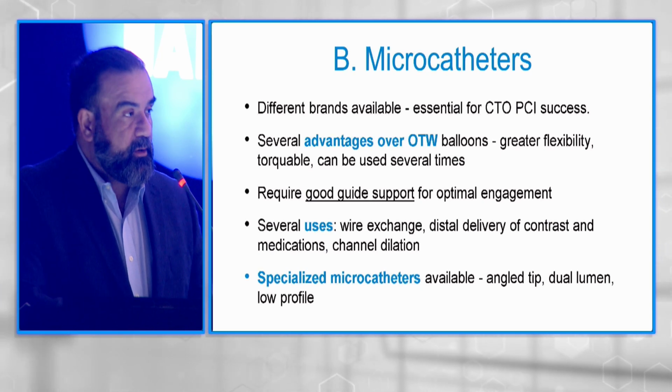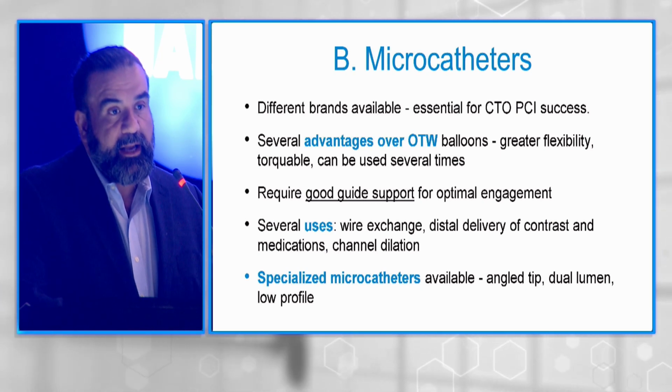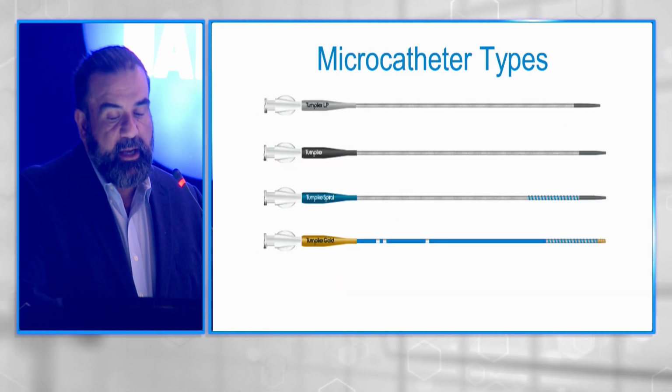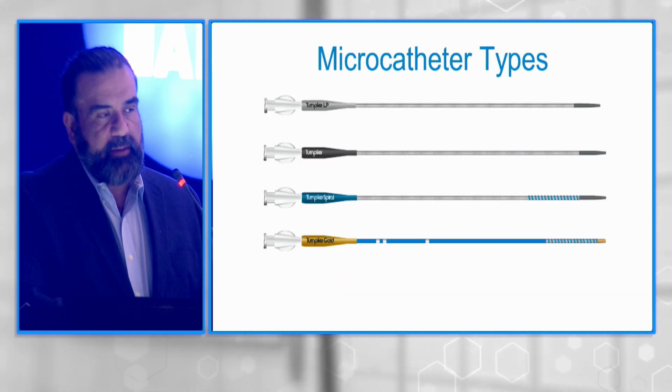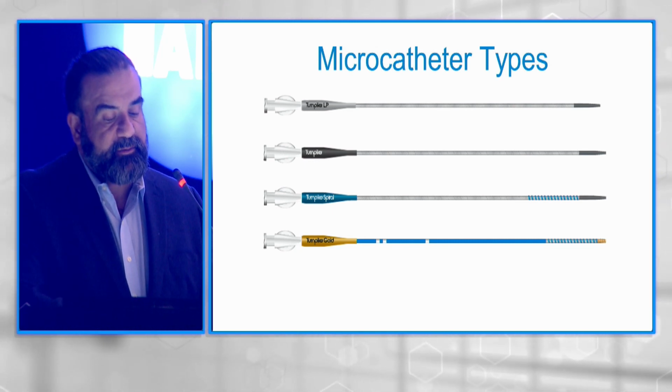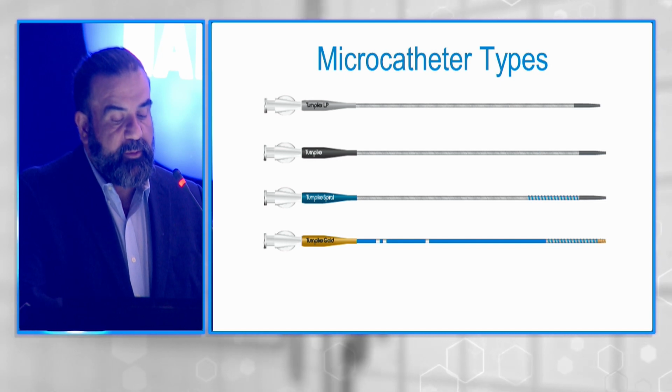Now, specialized microcatheters such as the dual lumen catheters or angle tip catheters also allow you to basically deal with tortuous or complex anatomy. Now, there are several types of catheters. Boston Scientific has their own family. This is from Teleflex. This is what we have most commonly in our lab.